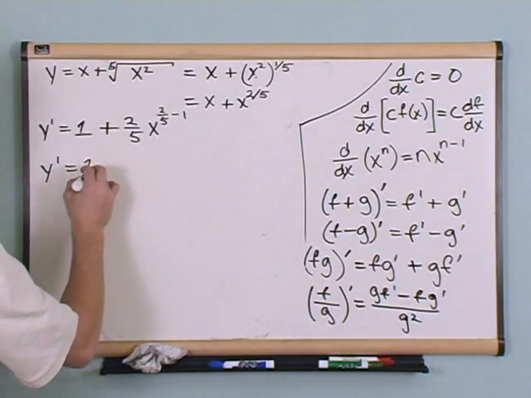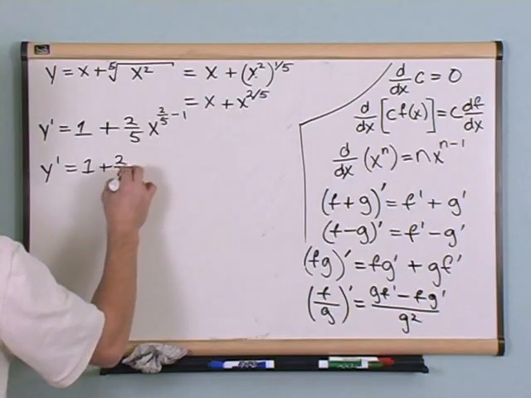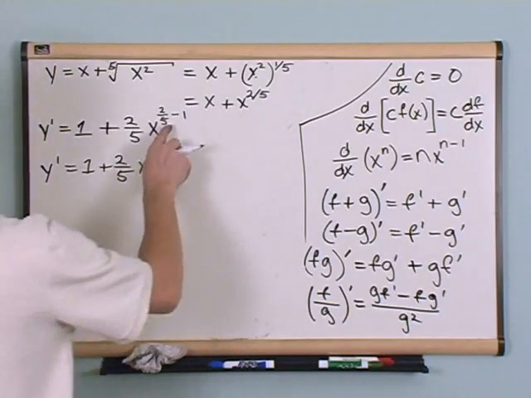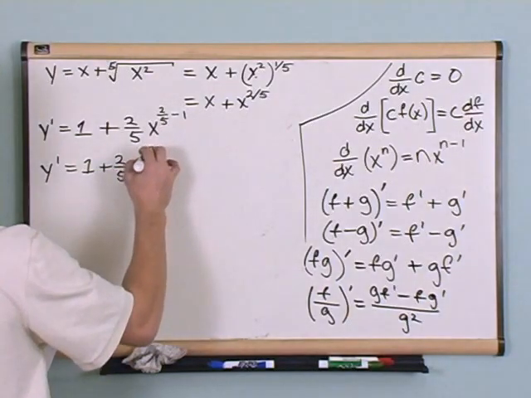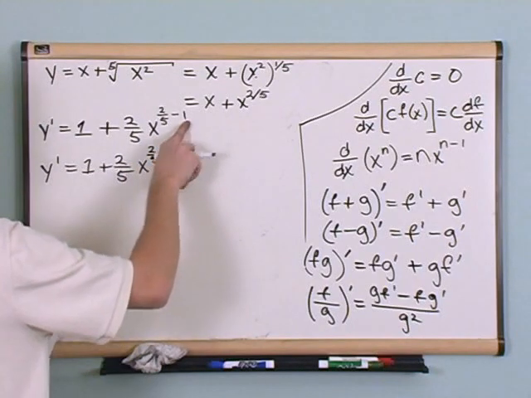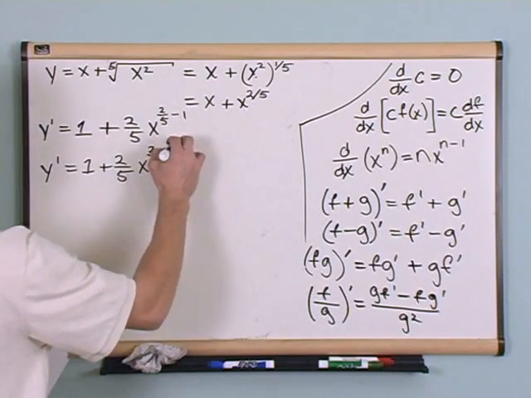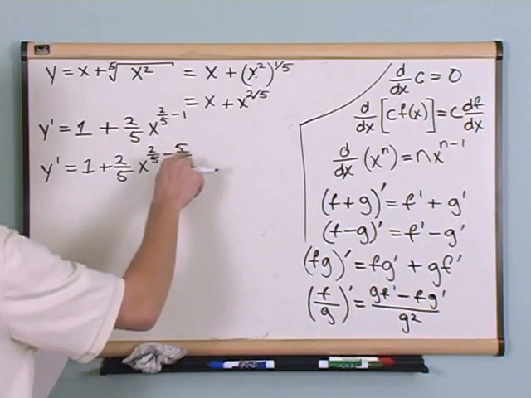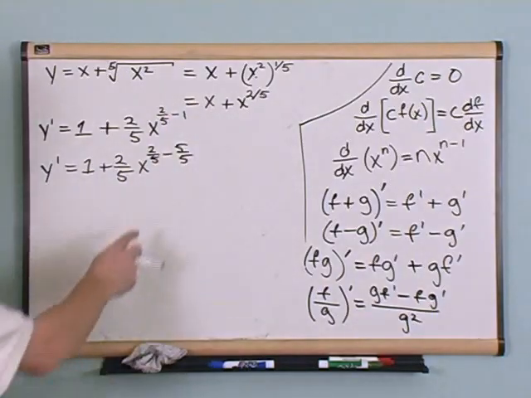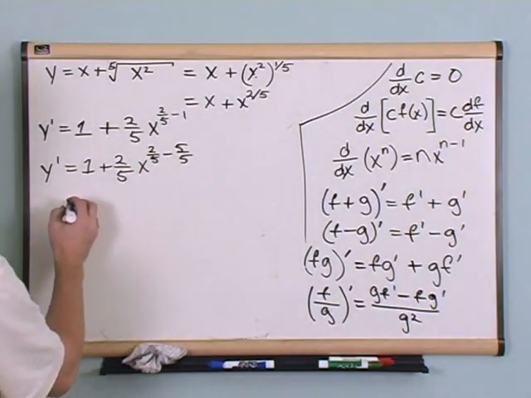So then this is just 1 plus 2/5 x. Now here I want to simplify this. So I'm going to have 2/5 minus... I'm going to rewrite 1 as 5 over 5, because 5 over 5 is 1. I haven't changed anything. I've just made it easier to do these fractions here.